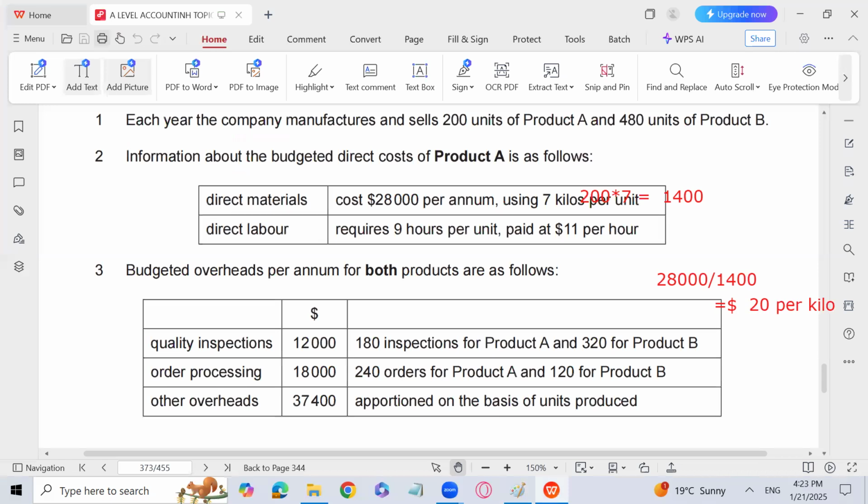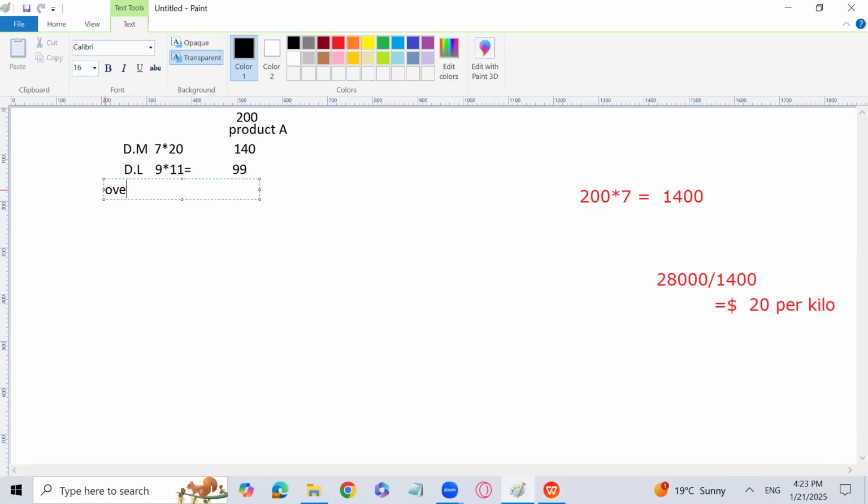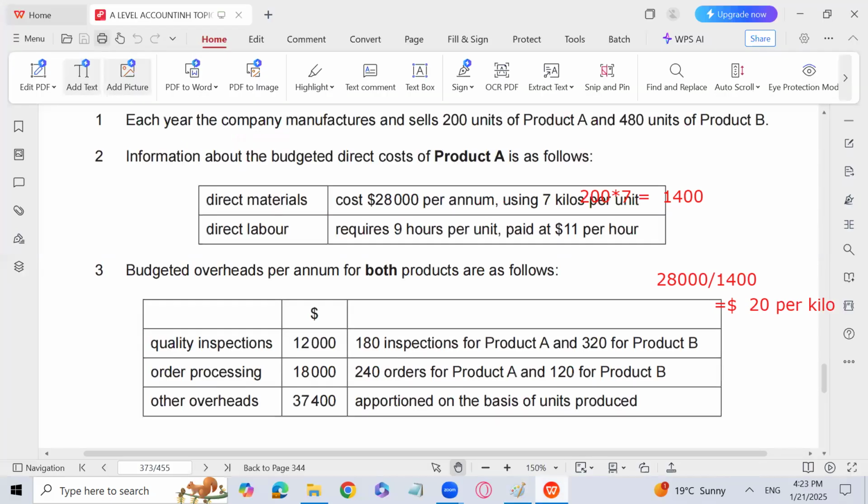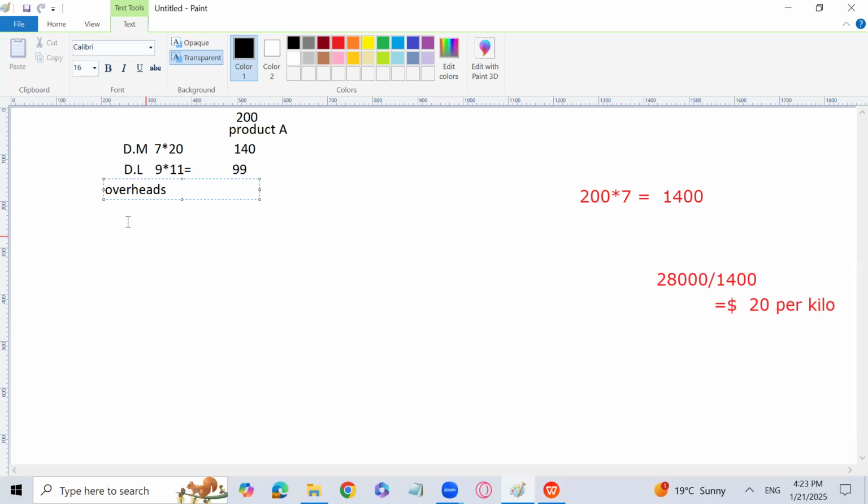Now I am going to calculate the overheads. As we have already discussed, we should go on a per unit basis first. So for overheads, we have 3 different data given: quality inspection, order processing and other overheads. So let me write it down: quality inspection, order processing, and other overheads.